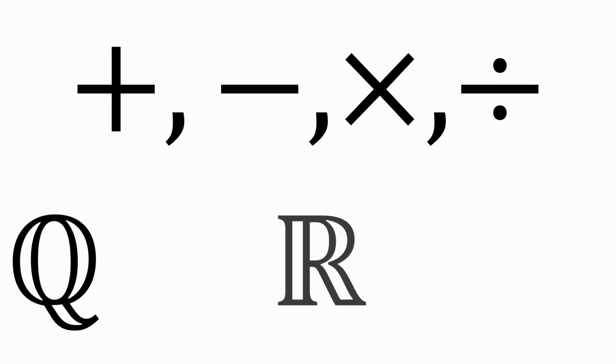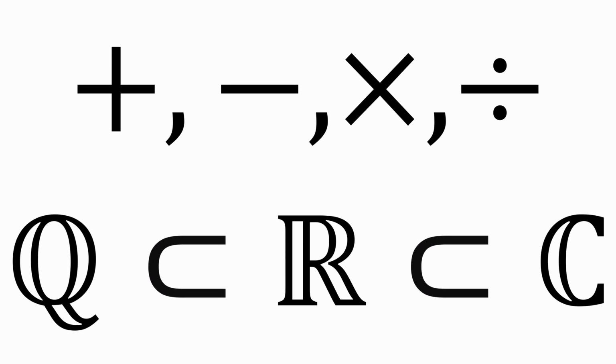Likewise, the real numbers and the complex numbers are also fields. You might notice that every rational number is real and every real number is complex. We say that Q is a subfield of R is a subfield of C. A subfield is just a subset which is itself a field.